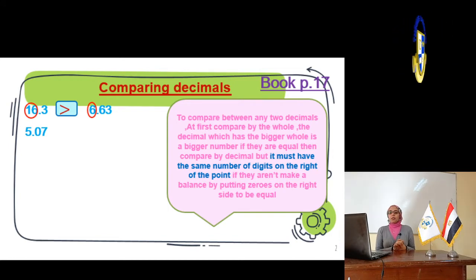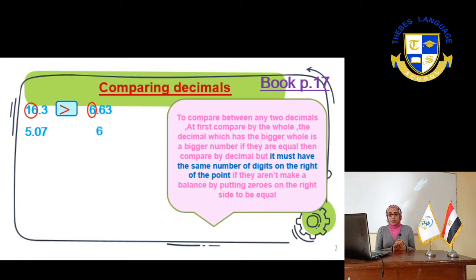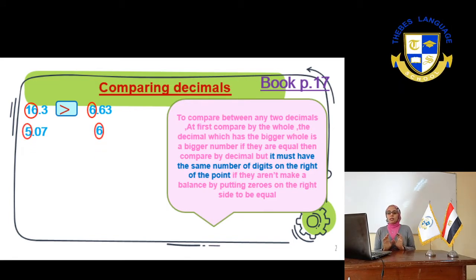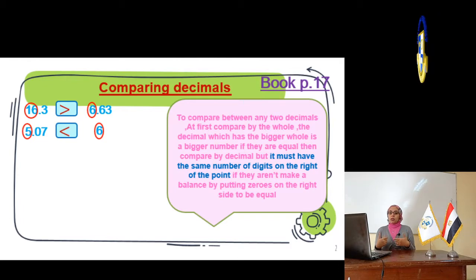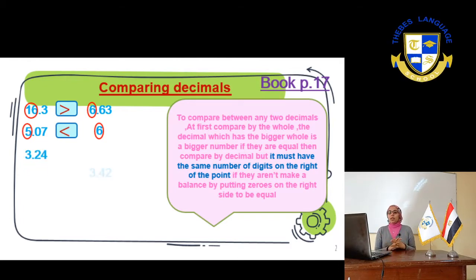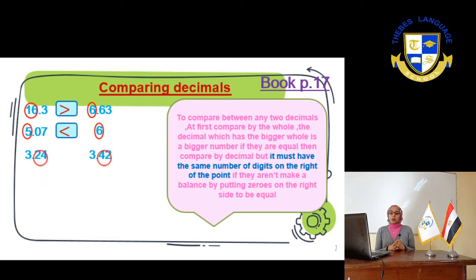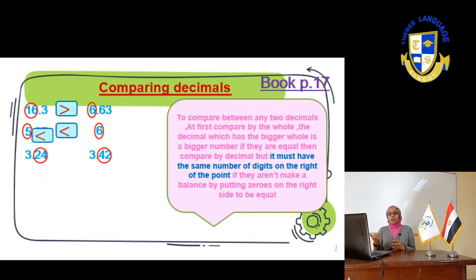Okay? Next, 3.24 and 3.42. Now, look at the whole. Here is 3 and the other side is 3. Now, go to the decimal part. Here we have 2 digits and here we have 2 digits. It's already balanced. Okay. Now, 24 and 42. Which is bigger? 42 is bigger. So, the second side is bigger.